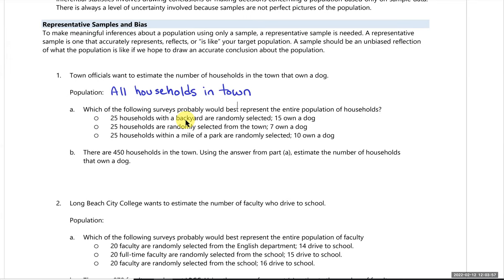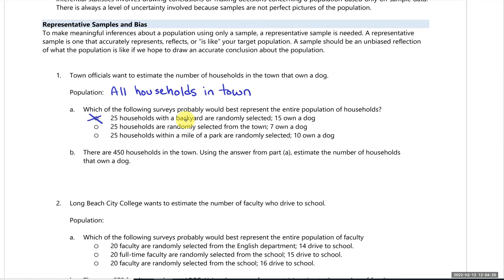And would people with a backyard maybe be more likely to have dogs? Right? They've got the space, that kind of thing. So it's clearly biased, right? If you're trying to represent your town, you can't pick people just with backyards. What about people that live in apartments or whatever, people in houses without backyards? So totally biased, no go. That would not be a reasonable study of your town.